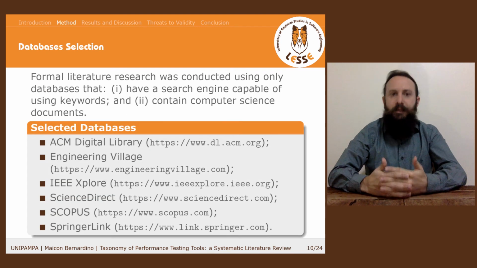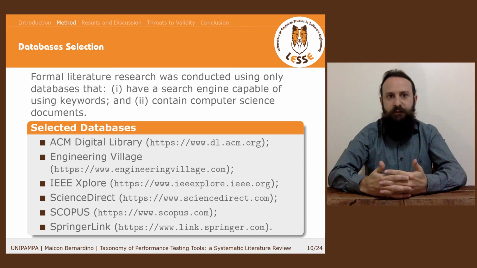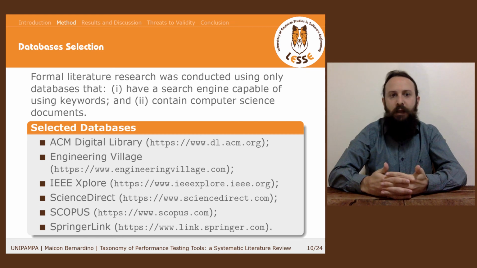Database selection. Formal literature research was conducted using the following databases: ACM Digital Library, Engineering Village, IEEE Xplore, ScienceDirect, Scopus, and SpringerLink.